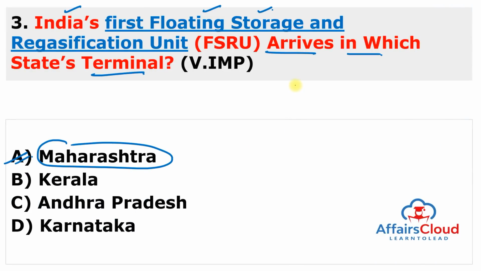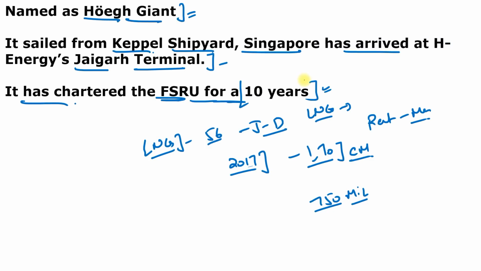India's first floating storage and regasification unit arrived in Maharashtra, and the name of this unit is Hoegh Giant. It belongs to Singapore and it sailed from the Keppel shipyard, Singapore.